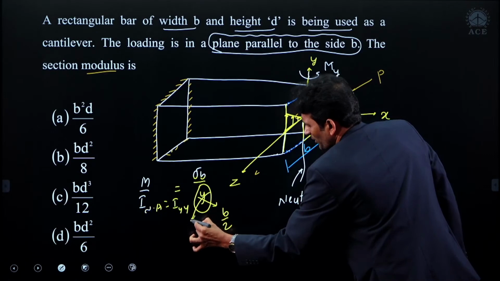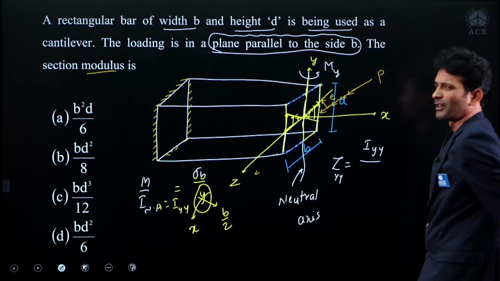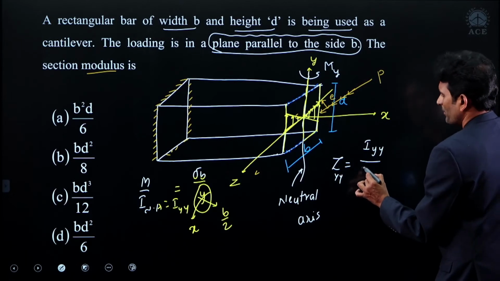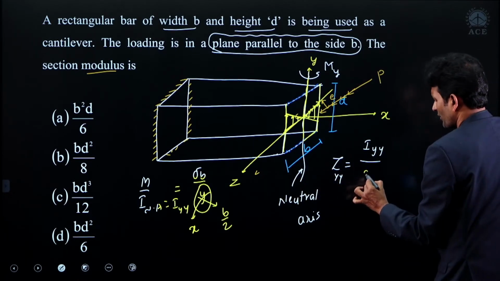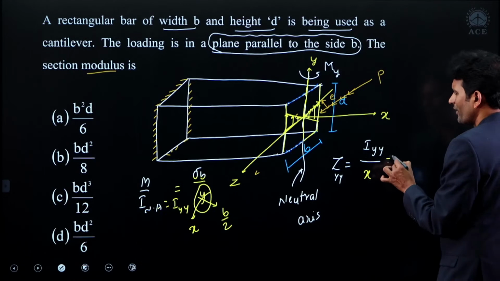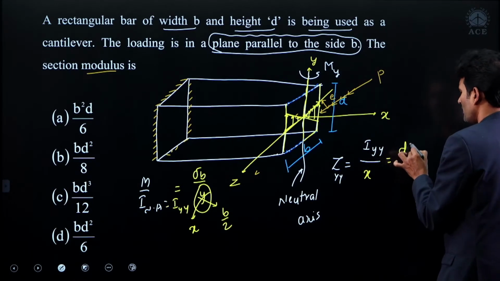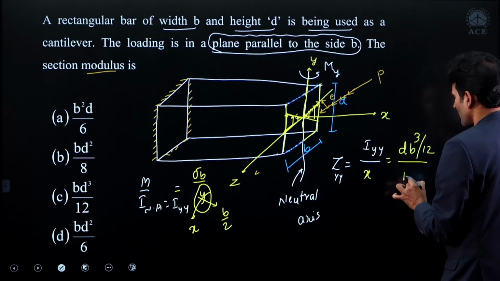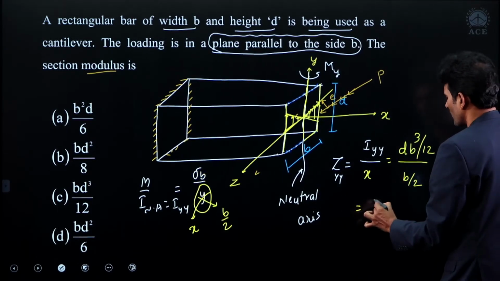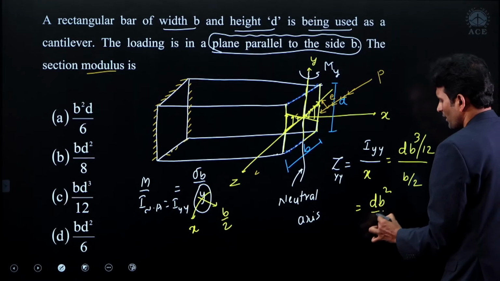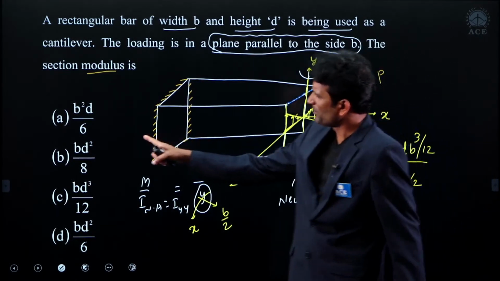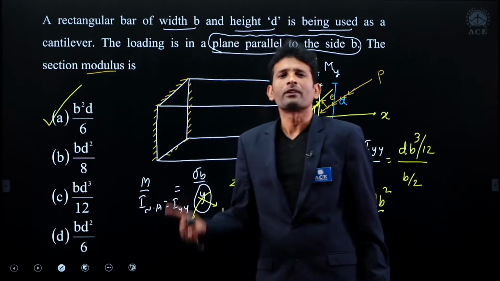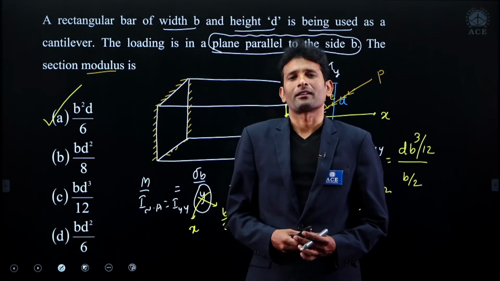Instead of y, originally I should use the x coordinate in this condition. So clearly it is b/2. I take x, the x coordinate. What is IYY? db³ divided by 12. What is the x value? b/2. Simplifying this, Z is db² divided by 6. We are observing db² divided by 6 at option A. For this question option A is correct.